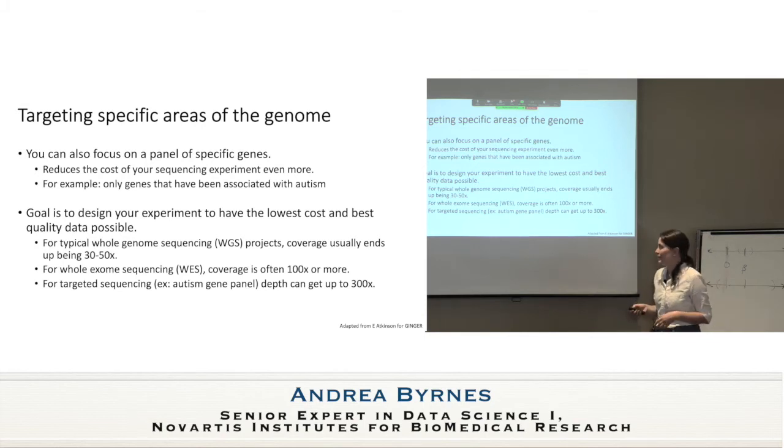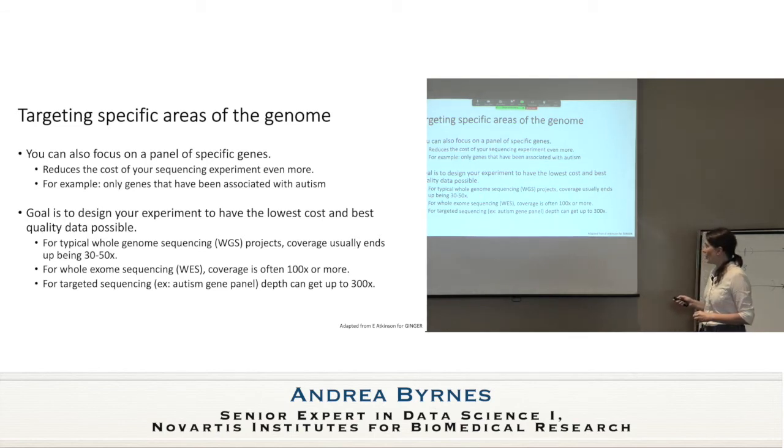So if you can slice out all the genes, you could also slice out just a couple of genes and save even more money, or do even more sequencing on just those genes that you care about. This reduces cost, obviously. So you could look at, say, only genes that have been associated with autism. I've seen this done for only genes associated with muscular dystrophies as well for undiagnosed patients. The goal here would be to design your experiment to have the lowest cost and the best data quality for the question that you're answering.